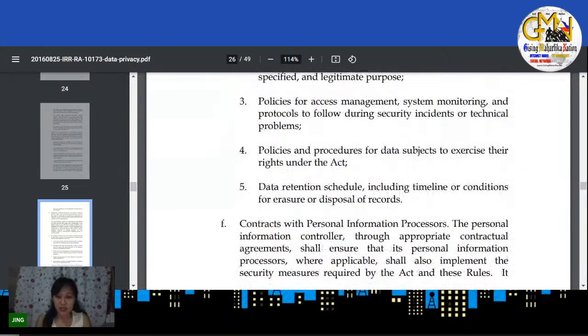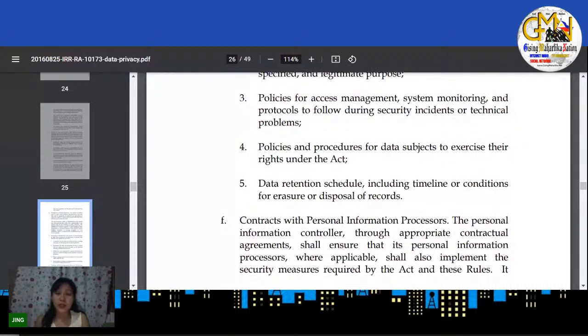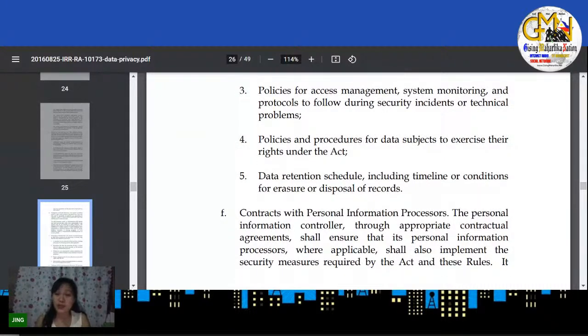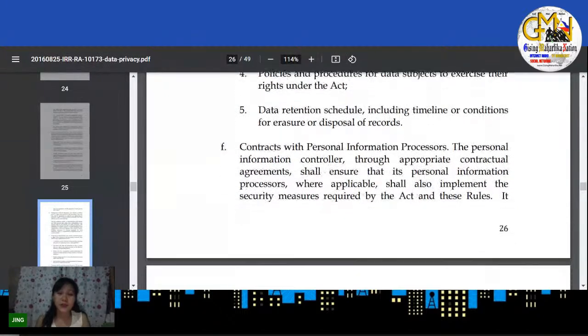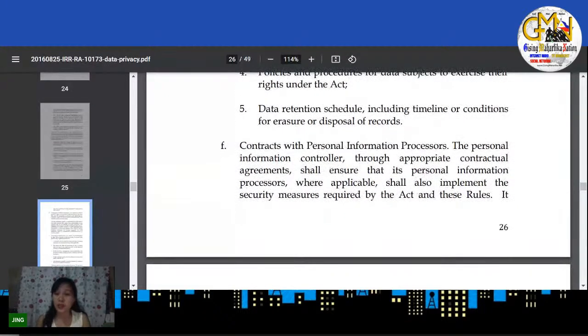Third, policies for access management, system monitoring, and protocols to follow during security incidents or technical problems. Fourth, policies and procedures for data subjects to exercise their rights under the Act. Fifth, data retention schedule including timeline or conditions for disposal of records.